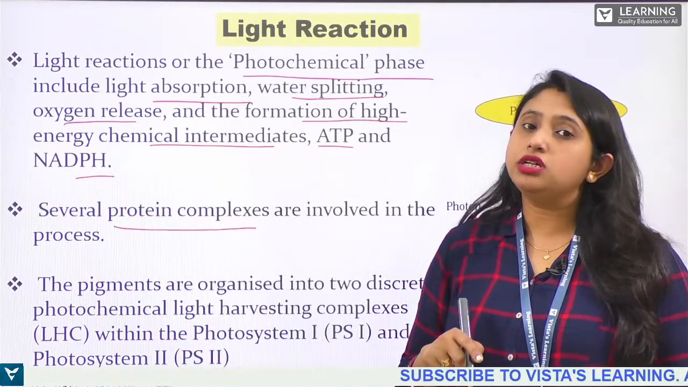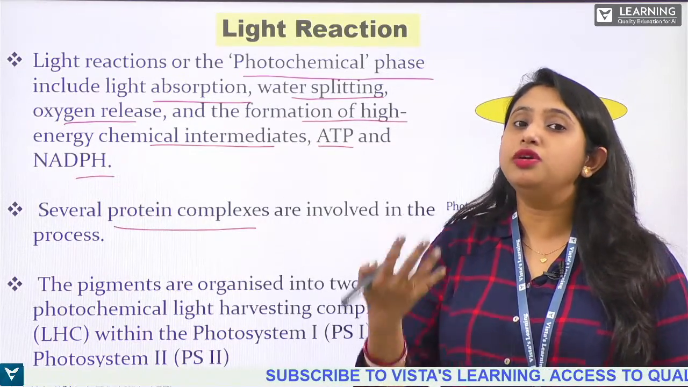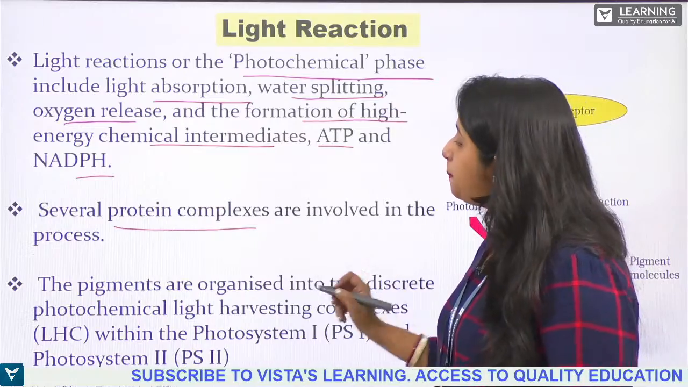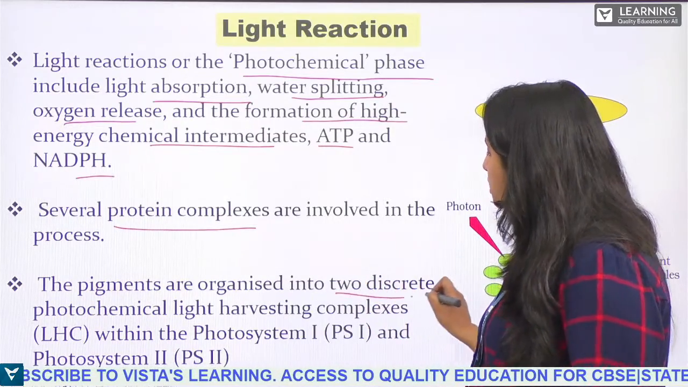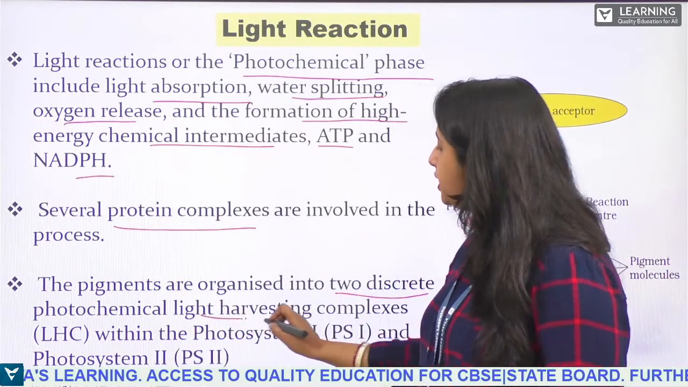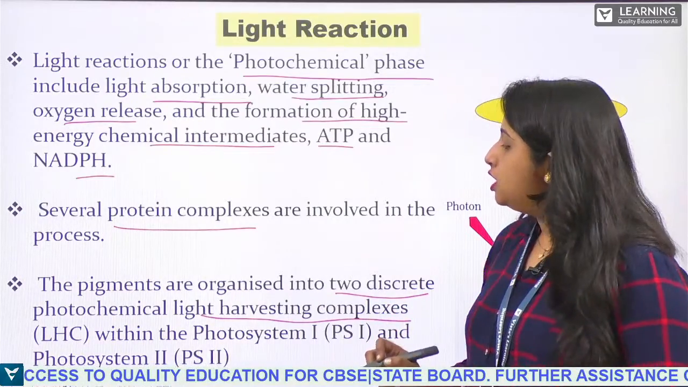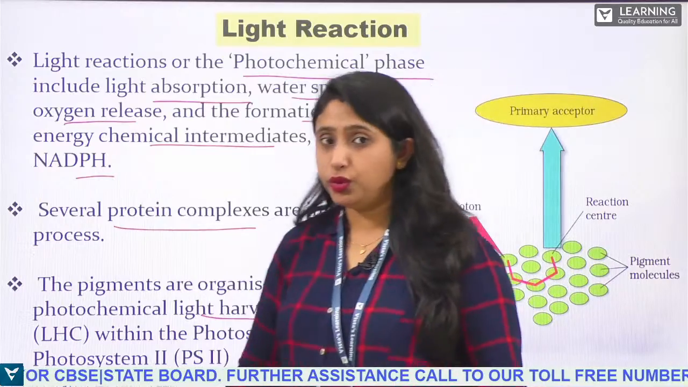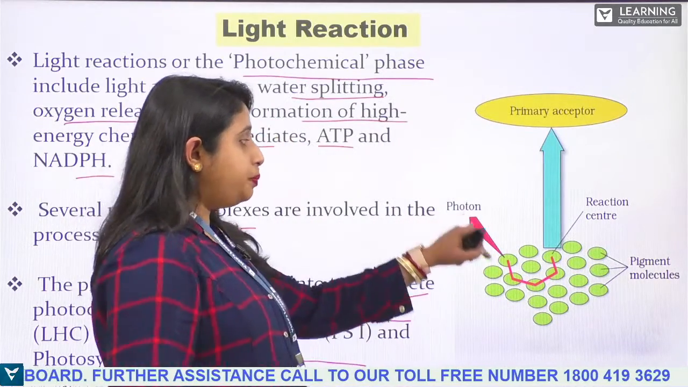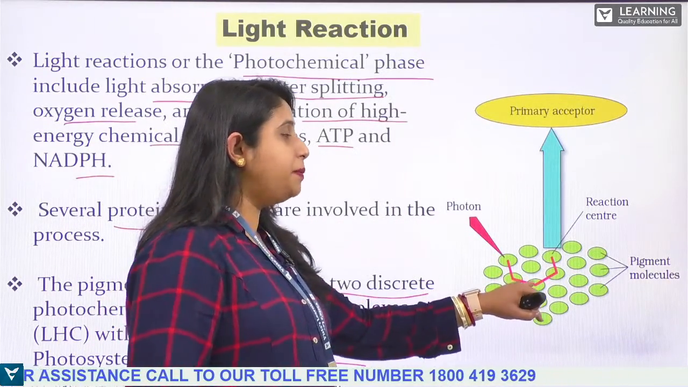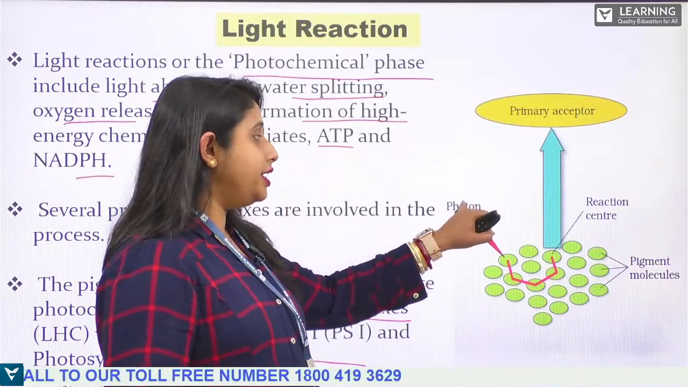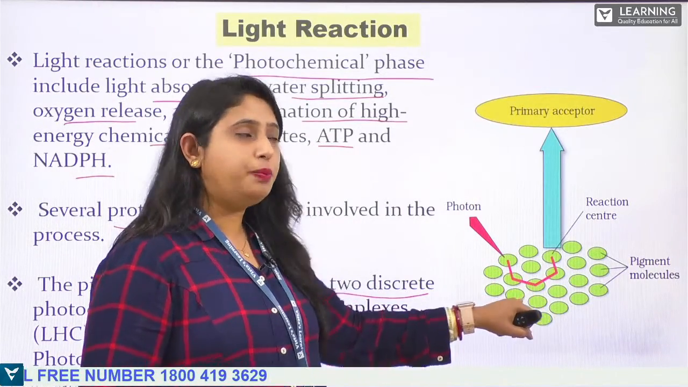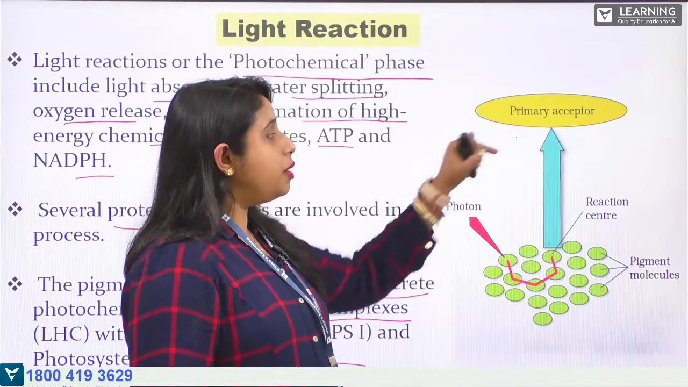So these are the protein complexes to which the electrons are being transported. The pigments are organized into two discrete photochemical light harvesting complexes, that is photosystem 1 and photosystem 2. See here in the picture, these are the pigments, and this is the light energy which is being received by the pigment. So this is the primary acceptor.